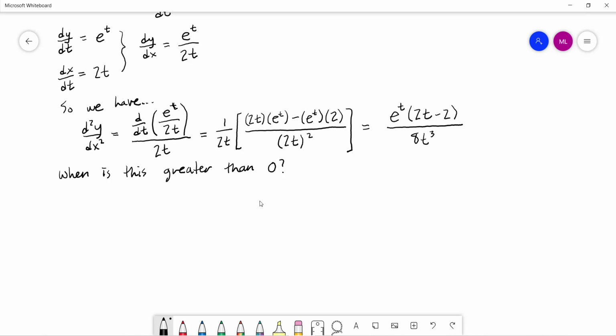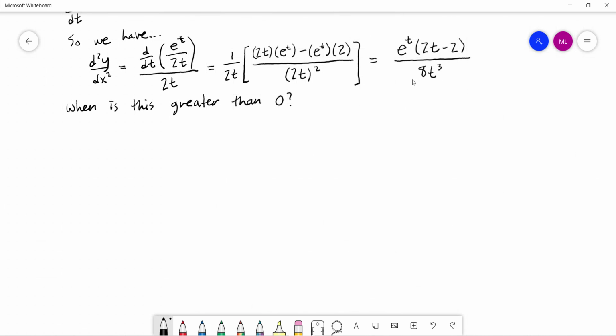Okay, so this is a little bit tricky, but we can kind of break it down into some parts. So e to the t, for example. E to the t is always positive. E to the t is a function, right, that goes like this. I don't care about the exact values, but I do care about the fact that it's always above the x-axis. So that one little piece is always above the x-axis, meaning it's always positive. So e to the t is always positive.